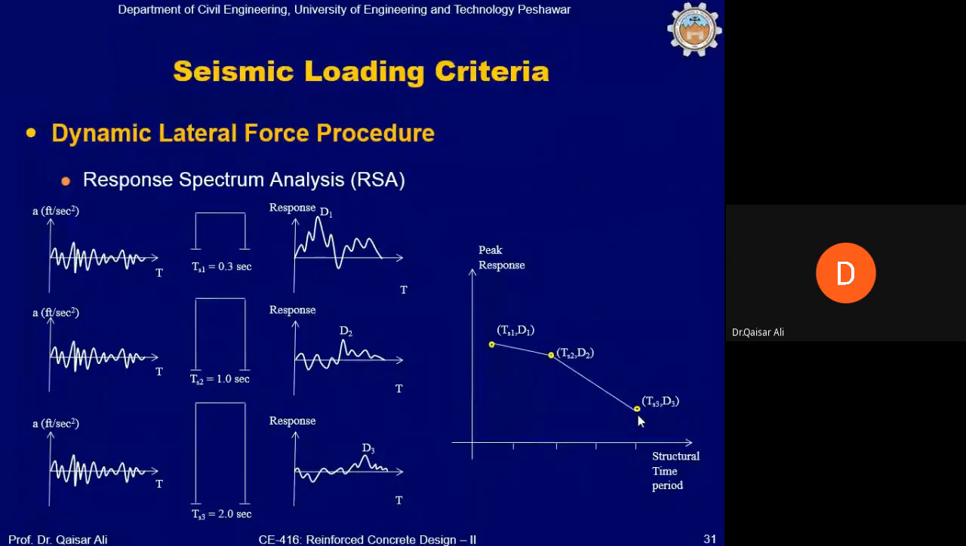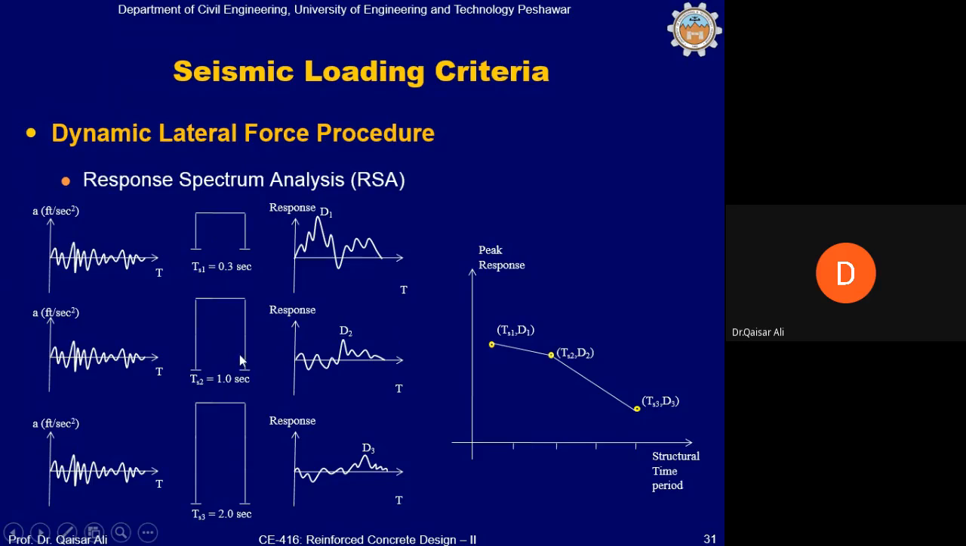The reason is that the acceleration time histories that we use in this analysis are mostly from the near field region. In the near field region, resonance will occur when the time period is small, and low rise structures will resonate because the frequency of the earthquake and the frequency of the structure can match. So the displacement will be high for low rise structures.